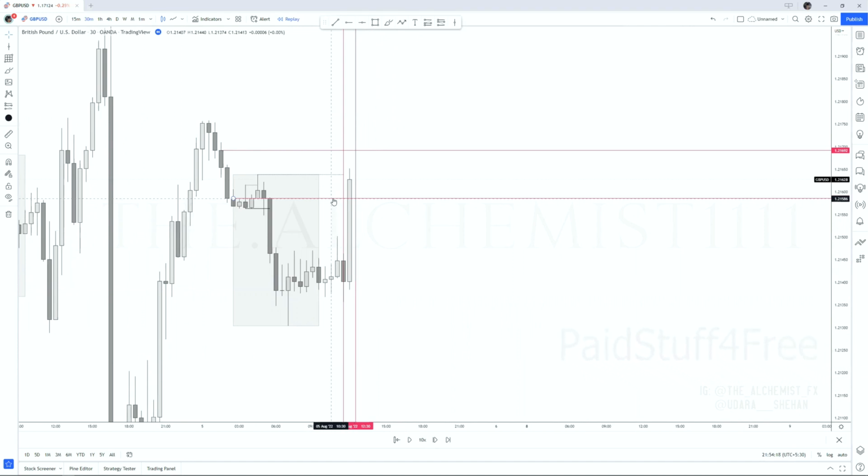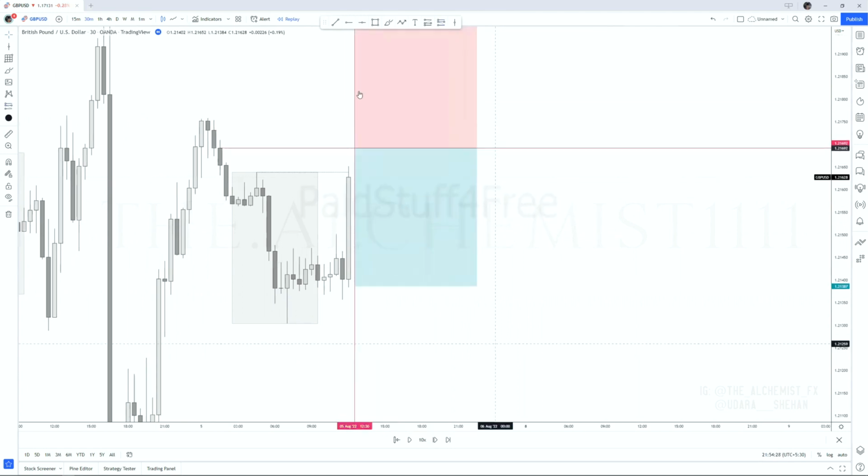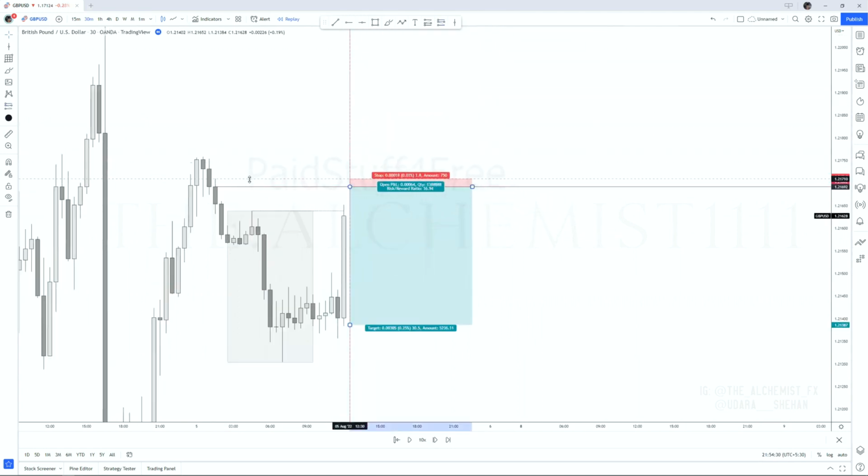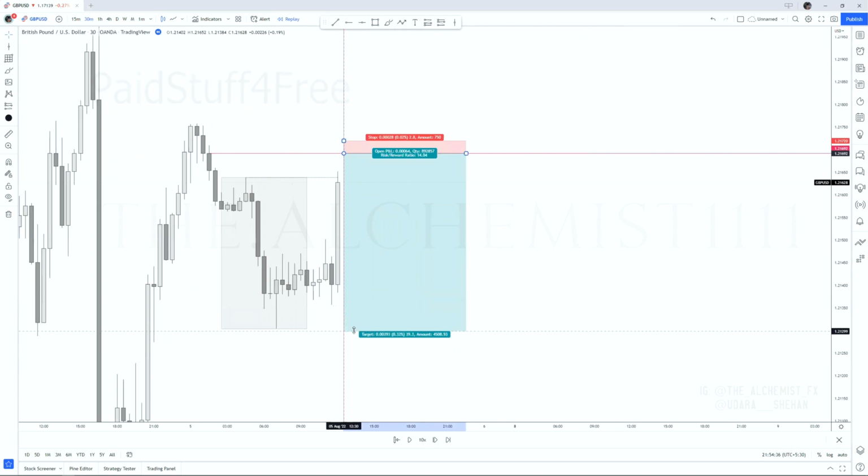So do we enter? No. We did not get the reaction we need, then we do not enter. But from here, now time is good. It has done a manipulation of Asia. Now we can sell it. Stop loss above the rejection block. So you have around 2.8 pips with spreads. And then we target the Asian low.